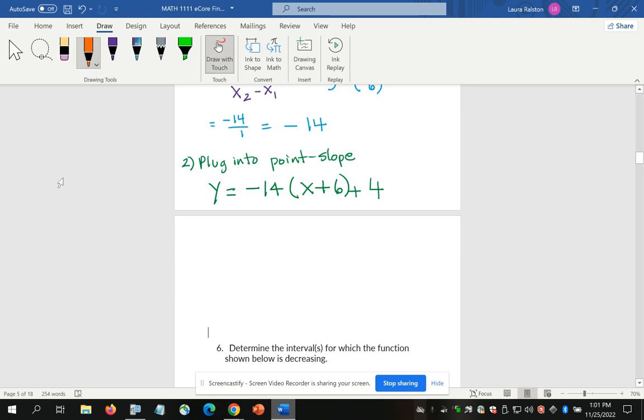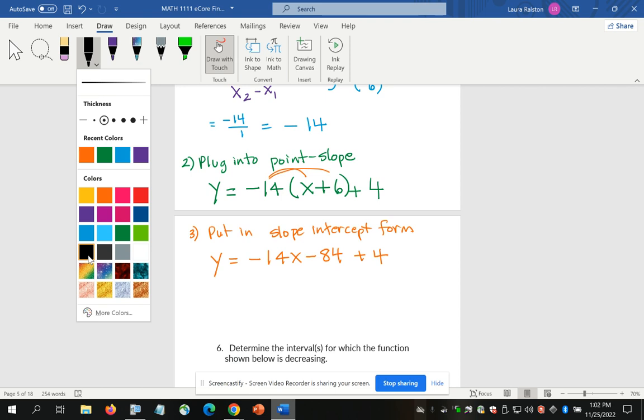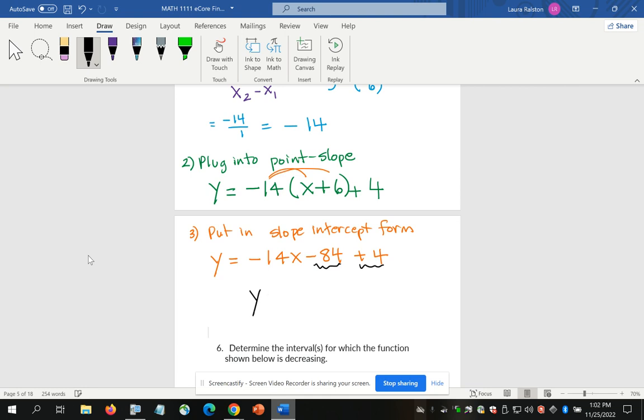To get to slope intercept form, we have to distribute, okay? So I'm going to distribute. I have y equals negative 14x, negative 14 times 6. You may want to get your calculator for that. So 14 times 6 is 84. So it's minus 84 plus 4. Finally, last step's going to be to combine those like terms. So negative 84 plus 4. So I end up with y equals negative 14x minus 80. And there's your answer.